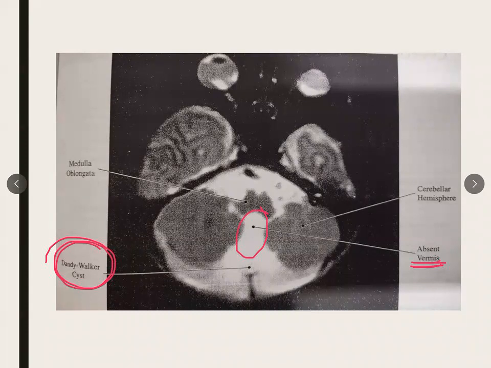And then, here is your fourth ventricle. There is a cystic dilatation of the ventricle. That's why it's called cyst, no? Cystic dilatation of the fourth ventricle. And then there is an enlarged posterior fossa, okay? So yun yung triad ng Dandy-Walker, okay? So absent vermis, and then we have the fourth ventricle dilatation.